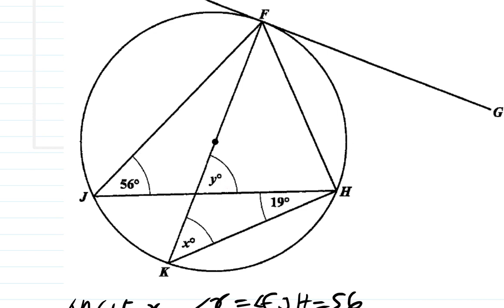Notice something here. The line FK, this angle here, is how much? And by the way, remember, you should try to work out the question before you watch me do it. Alright, this angle is what? 180, because it lies on the straight line FK, right? Alright, that's 180.